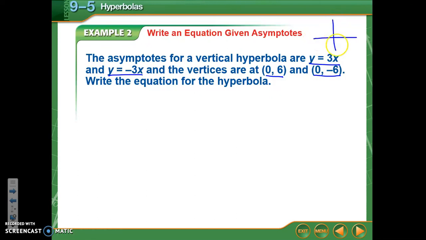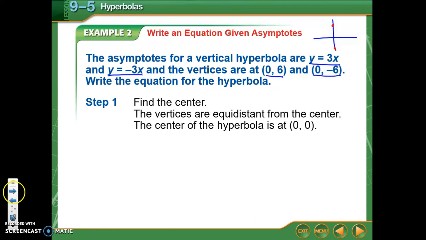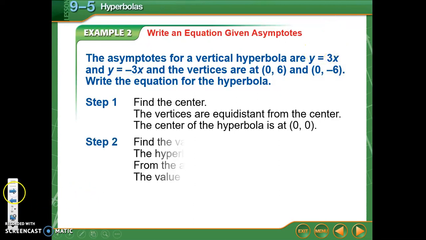Again, sometimes it's nice to just kind of sketch a graph and see what's happening. If my vertices are at 0, 6 and 0, negative 6, that means this is a vertical hyperbola. My center is at 0, 0. My vertices are equidistant from each other around the origin. Remember that midpoint of my vertices is my center. So here my center is 0, 0.